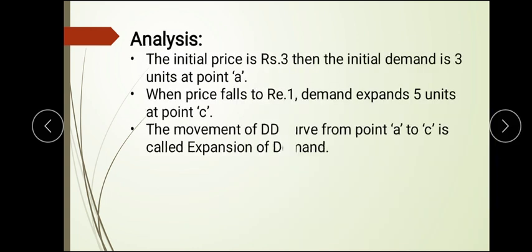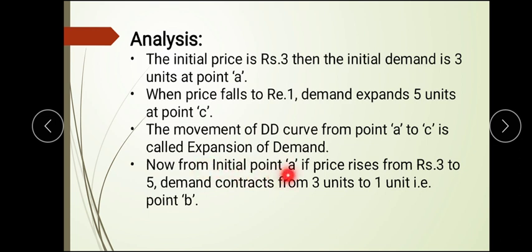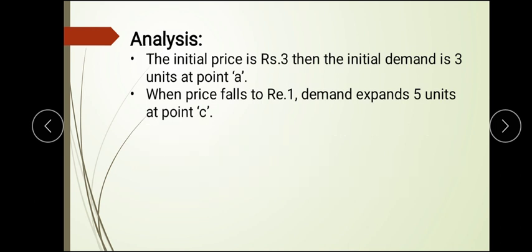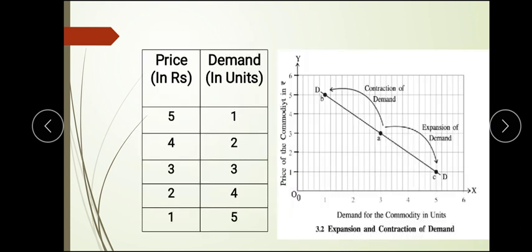In the same way, what will happen if the initial point is A, that is, if price rises from 3 to 5, meaning it is moving upward, the price is increasing, the demand contracts from 3 units to 1 unit. So the opposite will happen. Let's see backward again. Here it is point A, and if the price is increased from rupees 3 to 5, the demand shifts here, and the quantity demanded is 1 unit. So you find that from A to B it shifts.